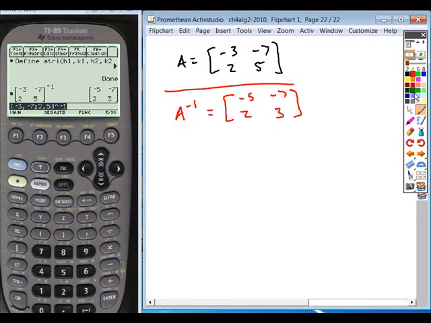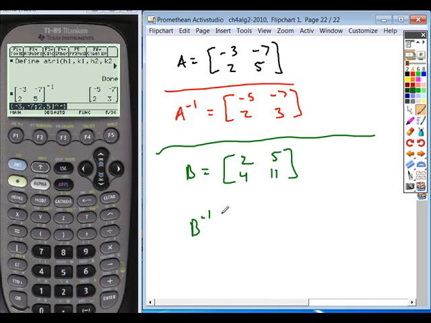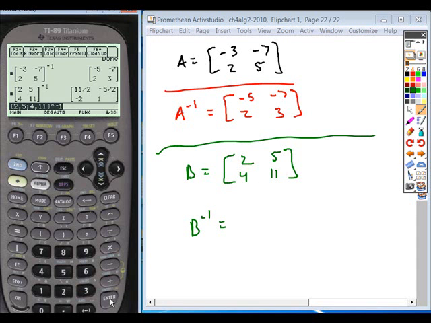All right, so I want you to just test, make sure that you have this down. Let's call set B, or matrix B, the following. Okay, I want you to find the inverse of B. So if you enter your matrix, take it to the power of -1 to designate the reciprocal, or the inverse, and you get your solution: 11/2, -5/2, -2, and 1.